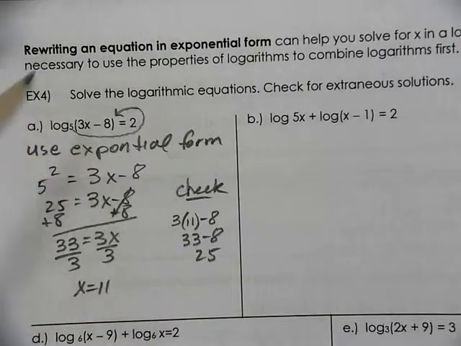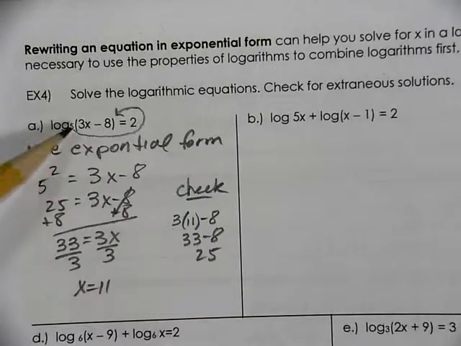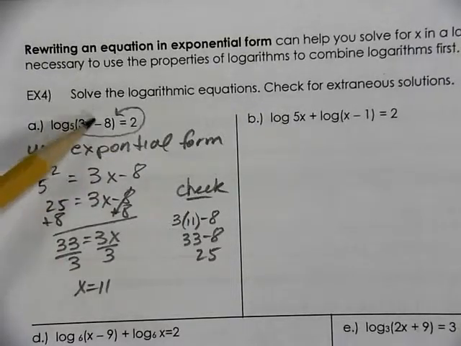Now to understand how it would work up here, the 25, so this is log base 5 of 25. 5 to what power equals 25? It's saying that 5 to the second power equals 25, which would be true.